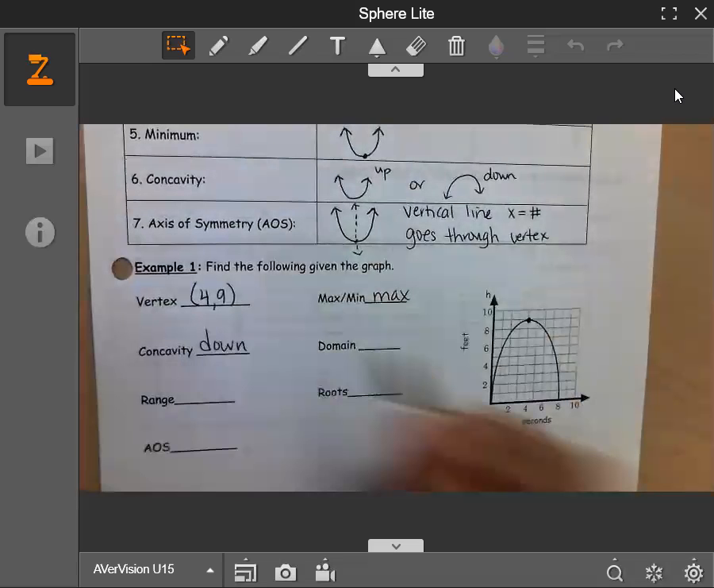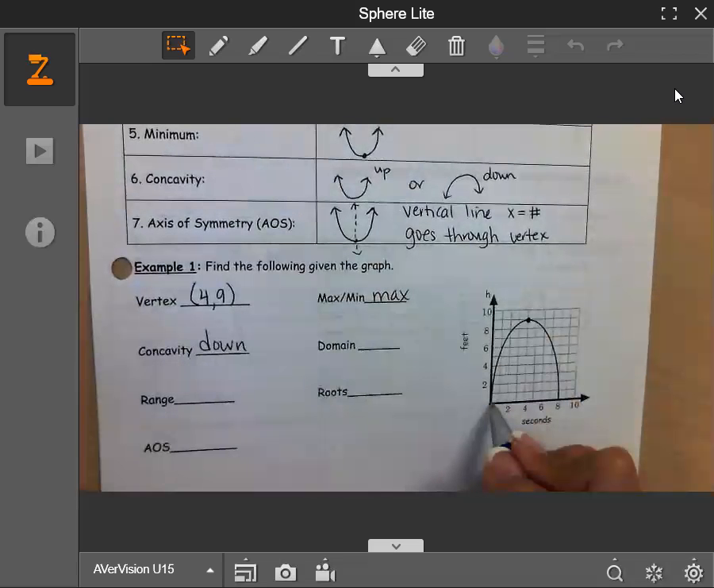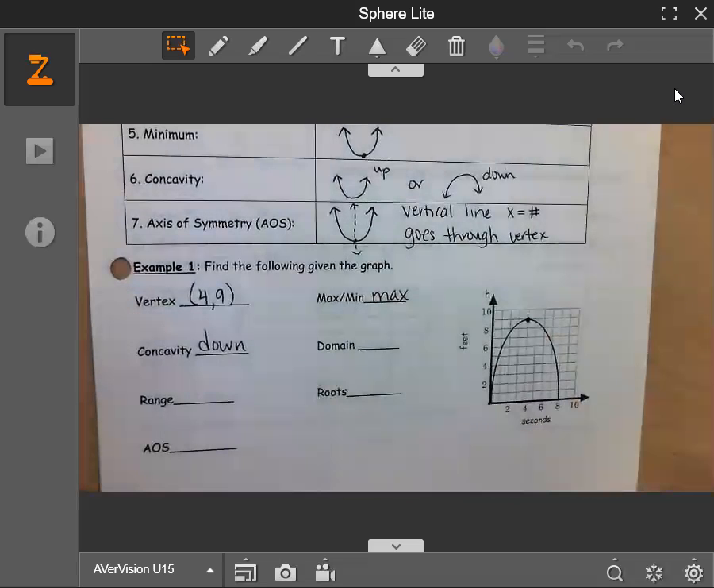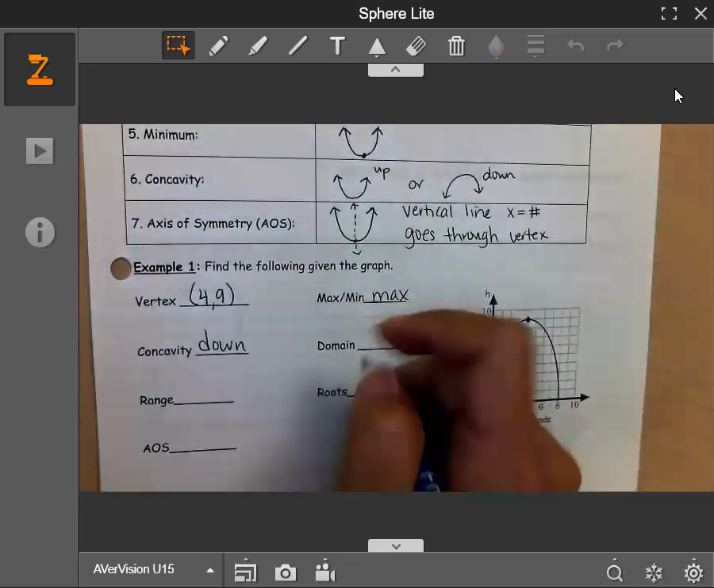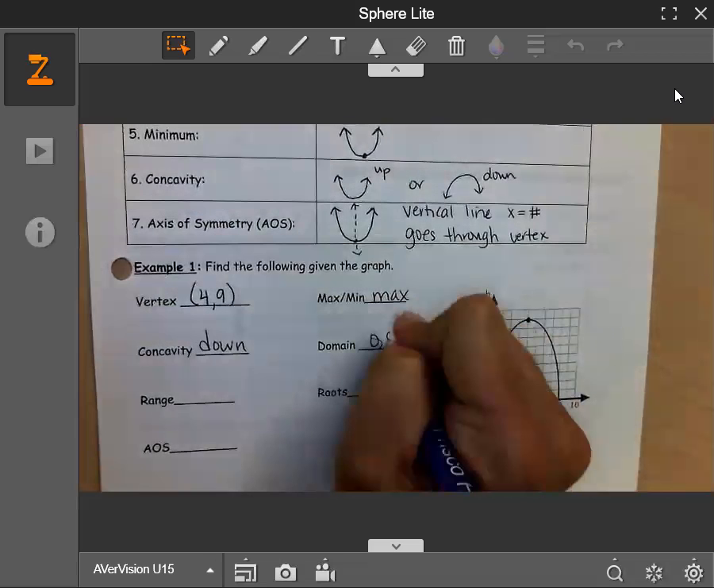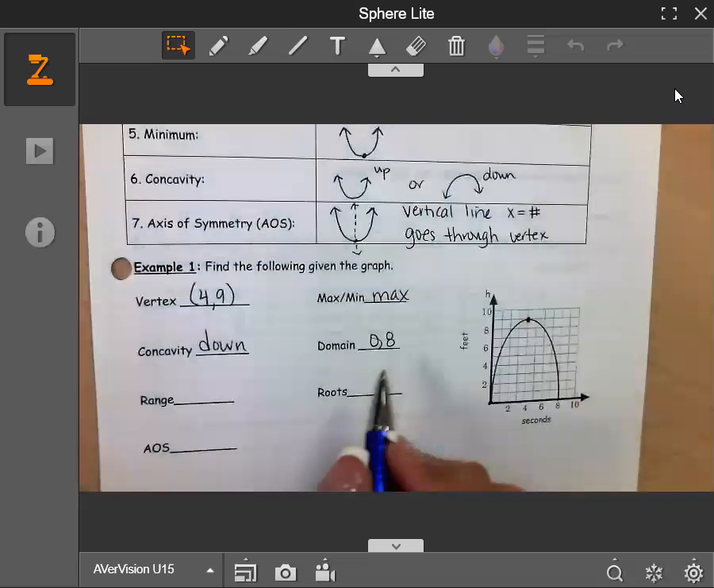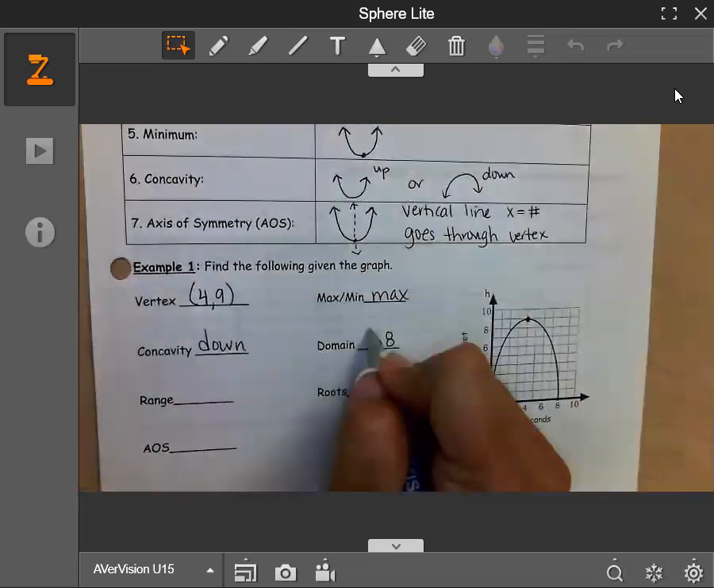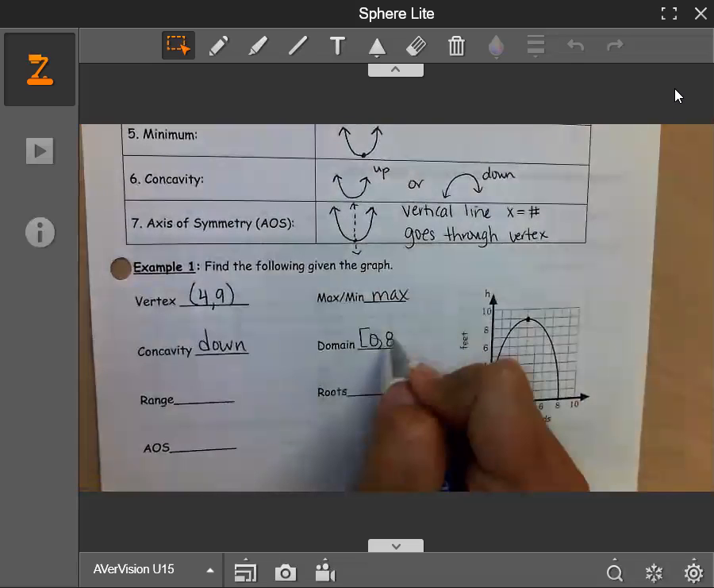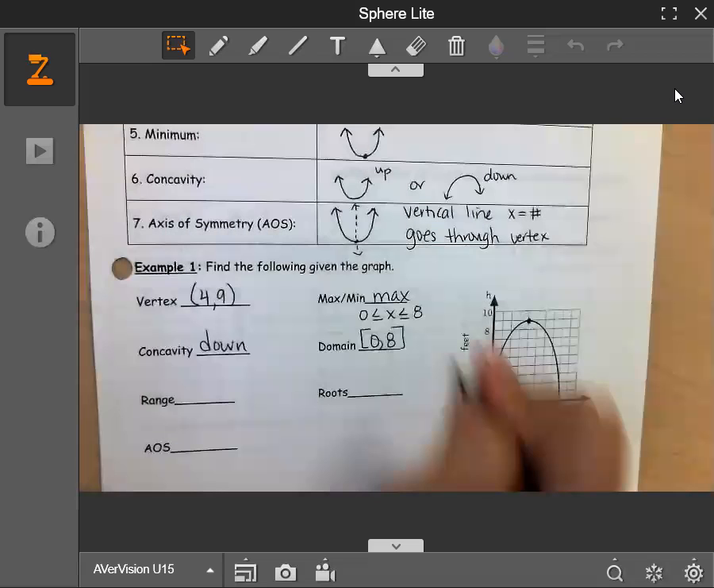For our domain, the first x value here would be 0 and the last one would be 8 since it's talking about seconds. So our x values all go from 0 to 8. And so we write [0, 8]. Remember, with domain and range, that's the smallest number, biggest number. There is a point at 0 and there is a point at 8, so we will have brackets for that. If you wrote it as an inequality, it would look like that.